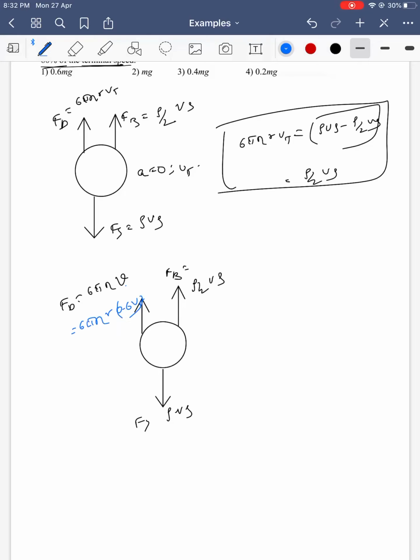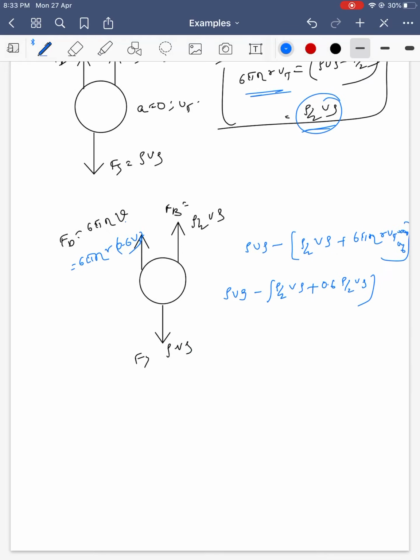Let's write the net force. Net force is equal to downward force minus upward force. Downward force is rho vg minus rho by 2 vg plus 6 pi nu r vt into 0.6. 6 pi nu r vt we already know is rho by 2 into vg. So rho vg minus rho by 2 vg plus 0.6 into rho by 2 vg.